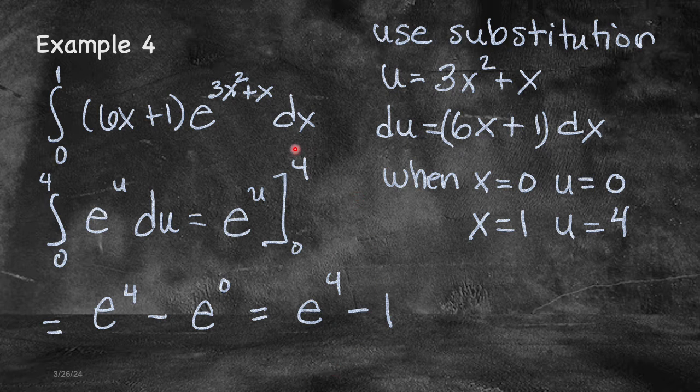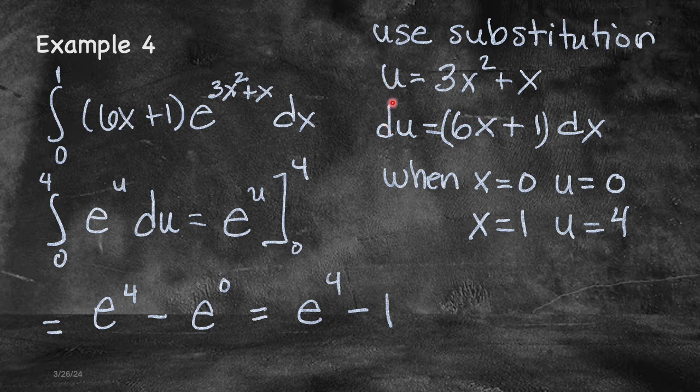So in example 4, we're going to integrate from 0 to 1, (6x + 1) times e to the (3x² + x). This looks really, really messy, so we're definitely going to have to use the substitution method. And again, one of my hints was that if you're dealing with an exponential function, usually if you let u be whatever the exponent is, it usually works out pretty nicely. So we're going to start by trying u equal to the exponent, which is 3x² + x.